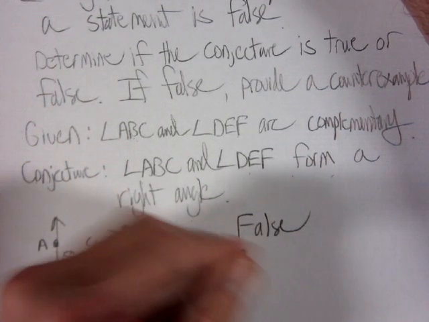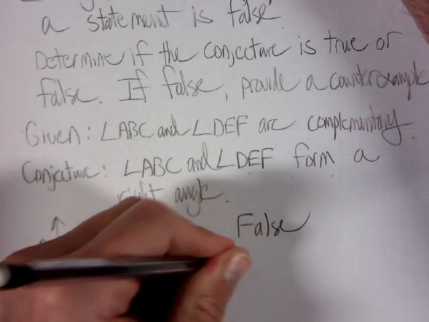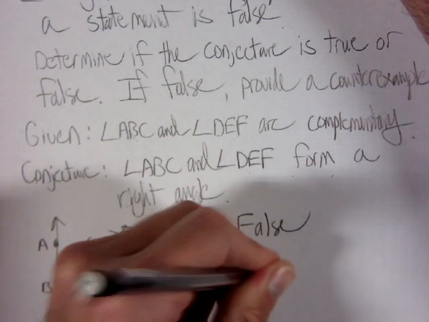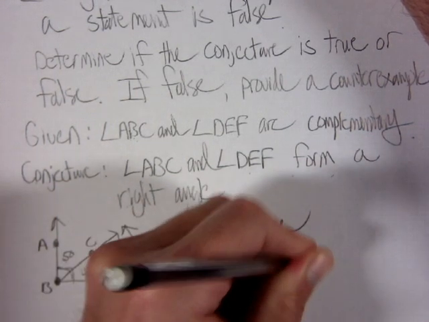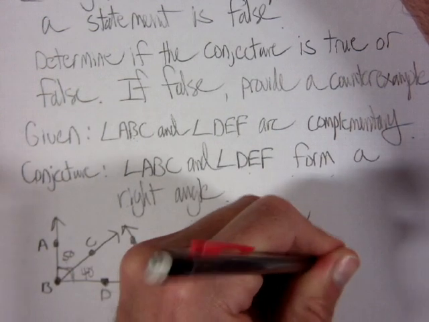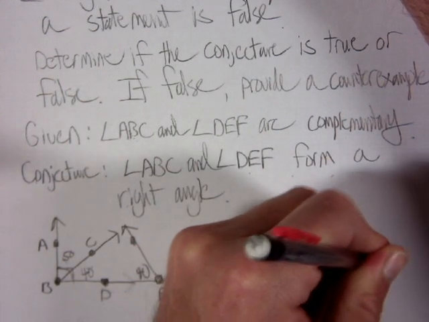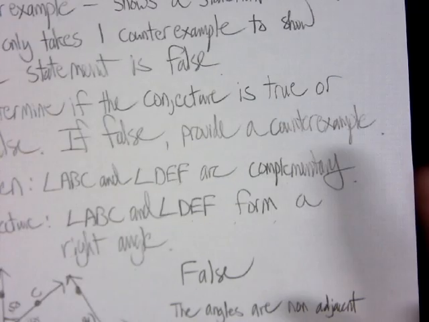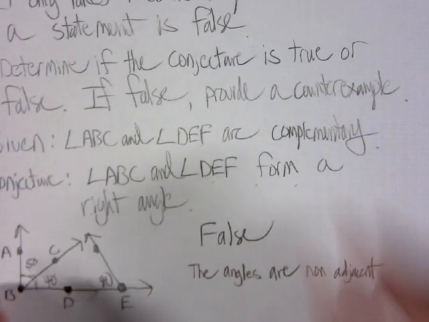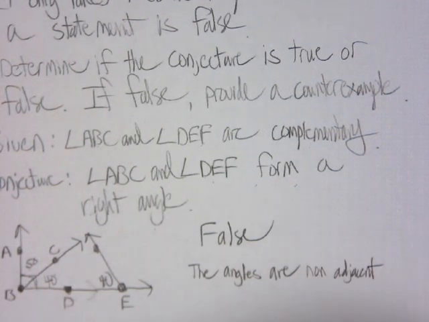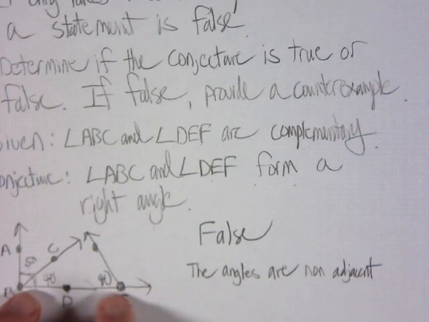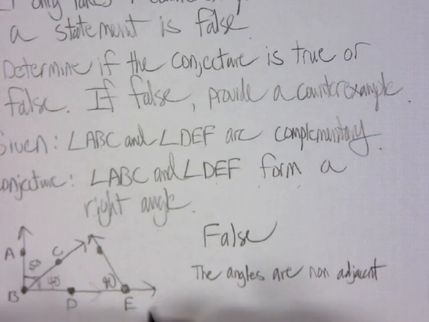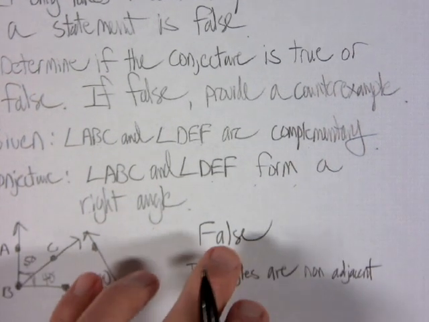out a statement. Okay, so in this case, I could say the angles are non-adjacent. And so I could have two angles that are non-adjacent and still be complementary. If they're not adjacent together, they cannot form a right angle. So this is a counterexample. This drawing or this statement would be a counterexample to show that this statement is false. All right? Let's try another one.